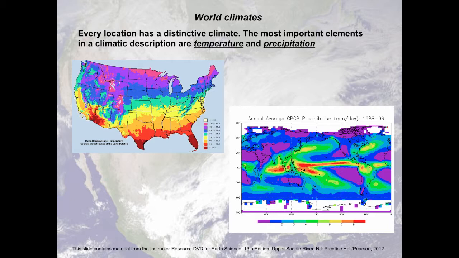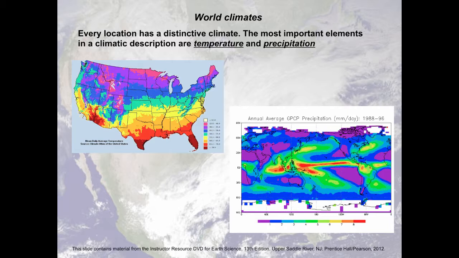World climates vary widely over space and time. Every location has a distinctive climate, and the most important elements in a climatic description of an area are temperature and precipitation. You can see the climatology of the United States, mean daily average temperature, shown in the upper left corner. It's fairly intuitive: the southern regions are hot, the northern regions are cool in terms of temperature.